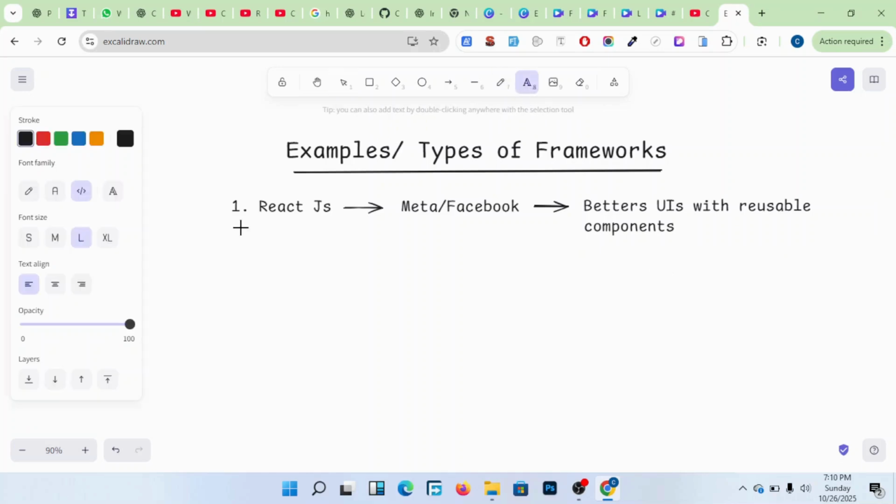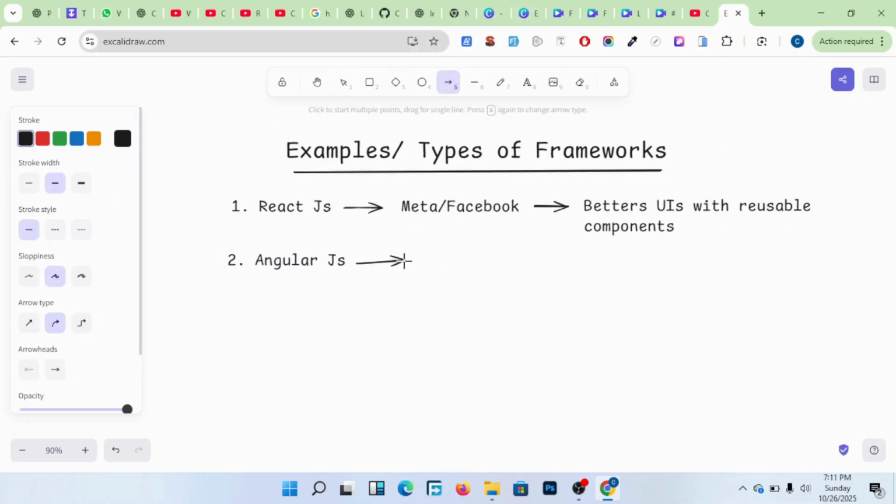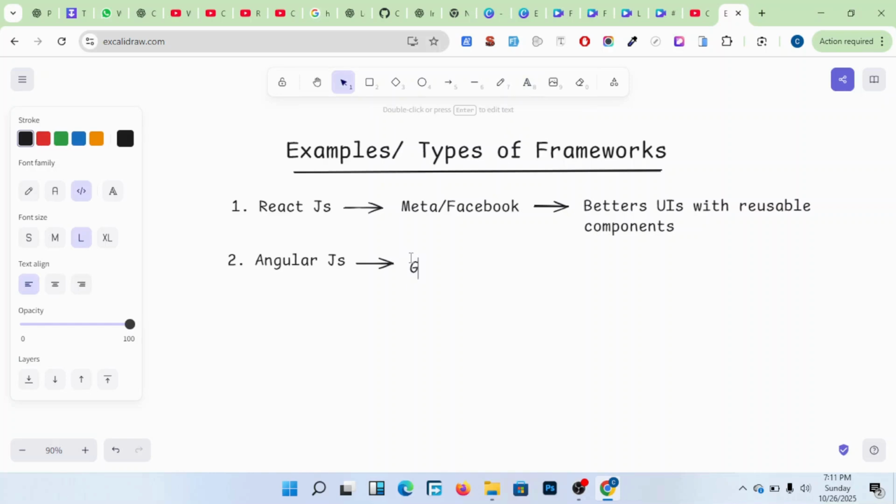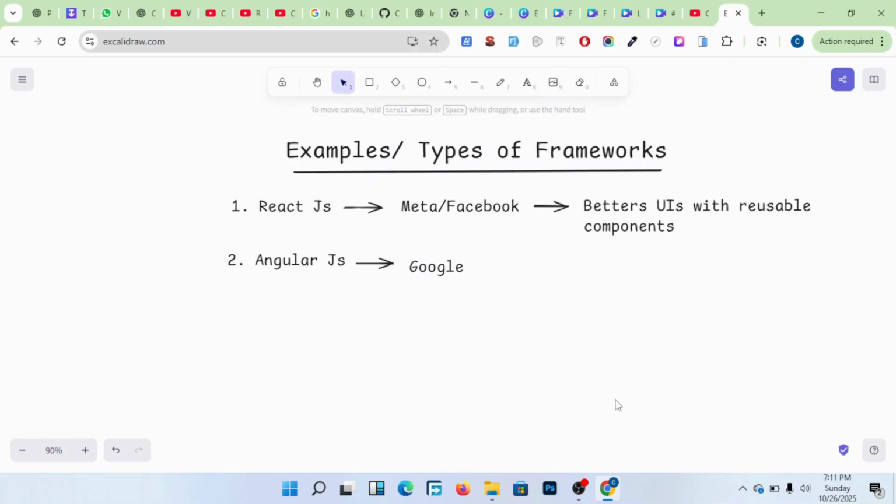So we have another framework which is also known. All these ones are frameworks of JavaScript. Another one which follows is called Angular JS. Angular JS is another type of framework. This one was made by Google, and it is used to make a fully featured front end or back end.